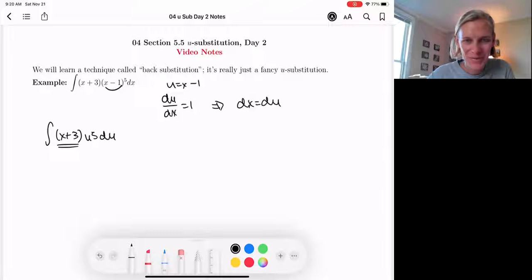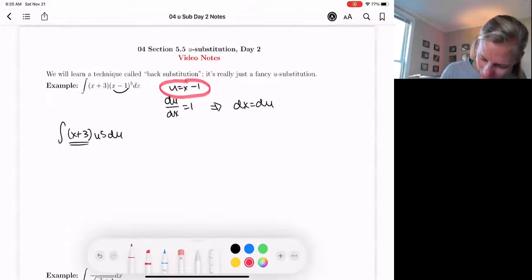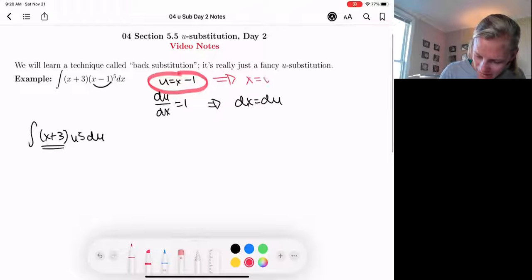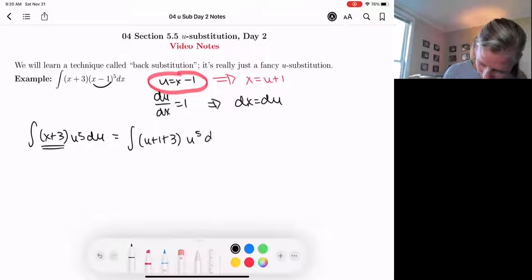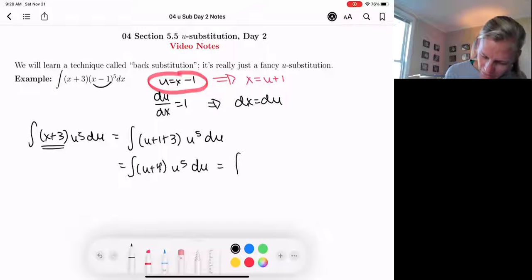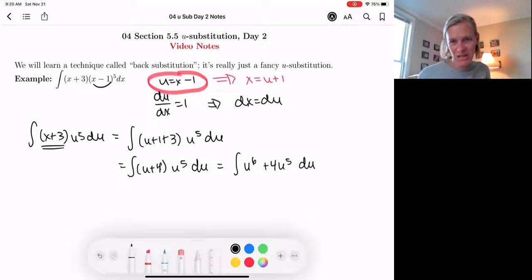So how do I write x plus 3 in terms of u? Think about it. So we know that our u is x minus 1. So if we solve that for x, I get x is u plus 1, so I can make that substitution. So we'll have (u plus 1 plus 3) times u to the 5th du. And so this is (u plus 4) times u to the 5th du. Before I anti-differentiate, I need to multiply things through. So this is u to the 6th plus 4u to the 5th du. That's something I can anti-differentiate, so let's do it.